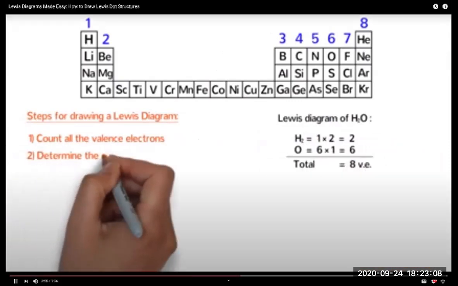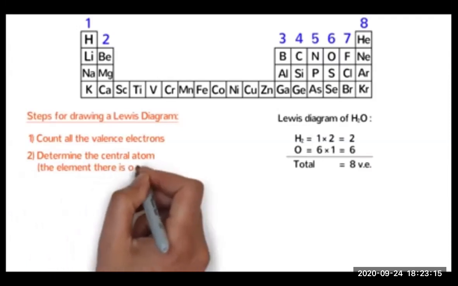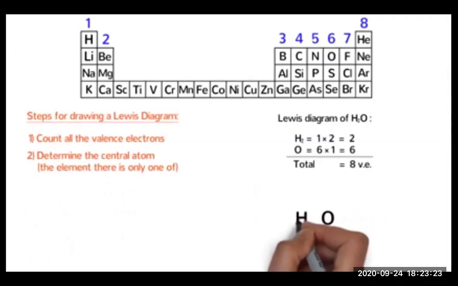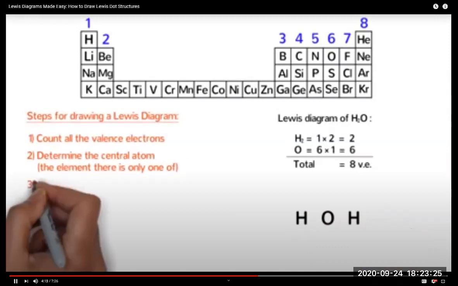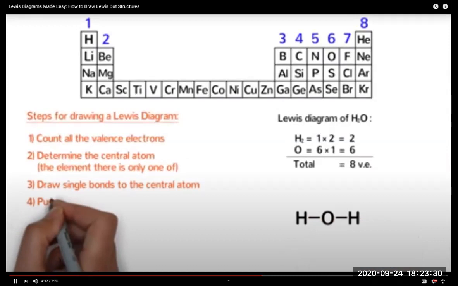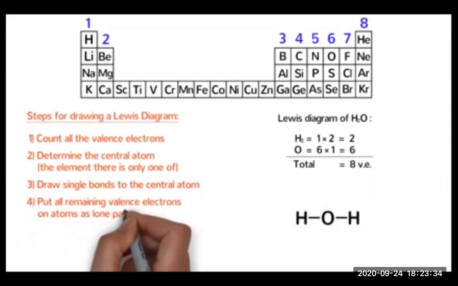Step 2. Determine the central atom. The central atom is the one that all the other atoms will be bonded to. It is usually the element that there is only one of. In the case of H2O, because there are 2 hydrogens and only 1 oxygen, we choose oxygen as the central atom and write it in the middle. Step 3. Draw single bonds to the central atom. Step 4. Put all of the remaining valence electrons on atoms as lone pairs.